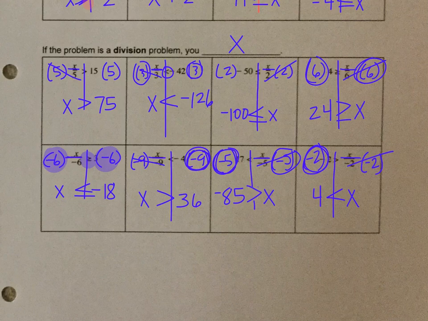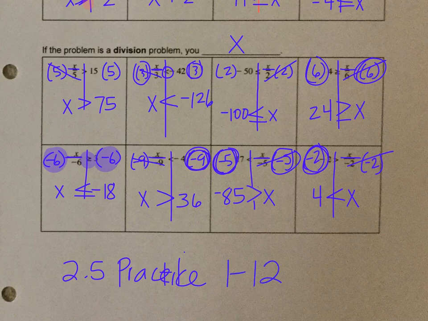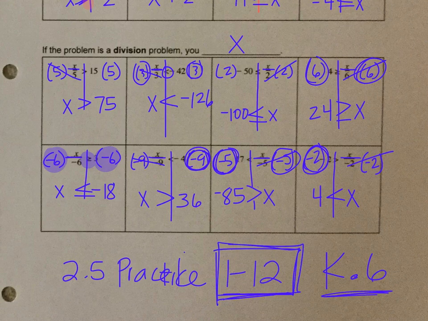All right, on the back of that packet, you've got 2.5, practice 1 through 12, so 2.5 practice. Sorry, I can't spell. Do 1 through 12. I also need you to do IXL K6. You may have already done that. If you have, that's good. If not, you need to do it. 1 through 12. Shoot me a picture of your notes. That shows me you've watched this video. Shoot me a picture of your 1 through 12 so I can check it. Thank you.